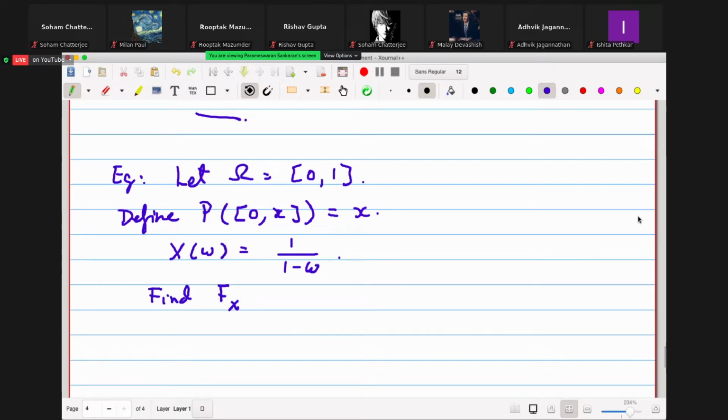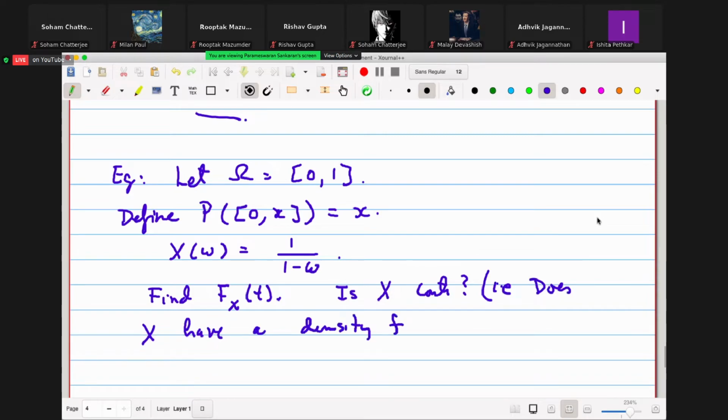Okay, is X continuous? So this is, by definition, the same thing as: does X have a density function? Density function, little f, is the question. So if so, find it. Find it.